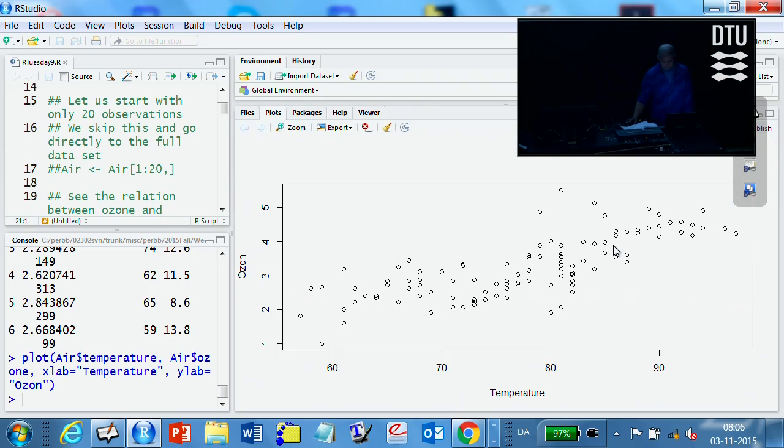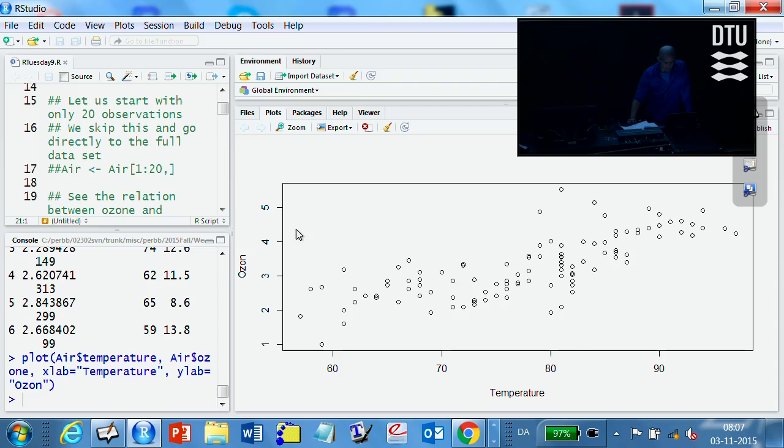Conclusion. Well, it seems like the level of ozone increases with increasing temperature, right? Just looking at it. Let's try to quantify that and check whether the statistics support that. Because it's also pretty clear that there's a large variability from day to day. Even for the same temperature, we see very different levels of ozone, right?